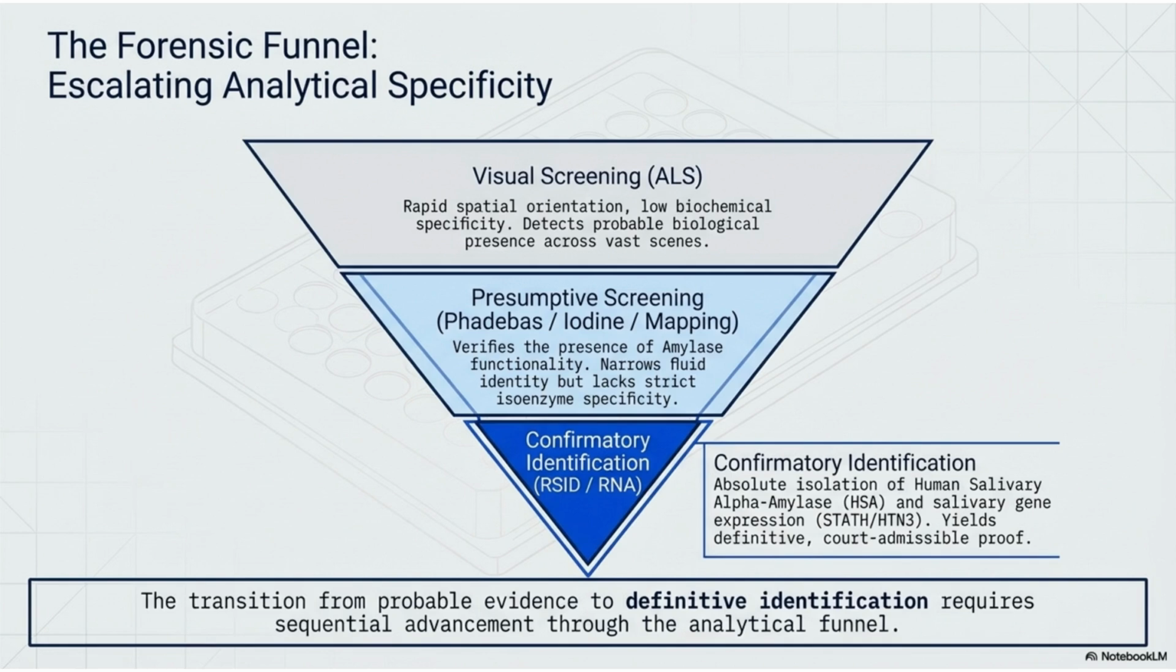The forensic identification process moves through a funnel of escalating specificity: visual screening, presumptive chemical screening, and confirmatory identification. This sequential advancement leads from probable evidence to definitive, court-admissible proof.